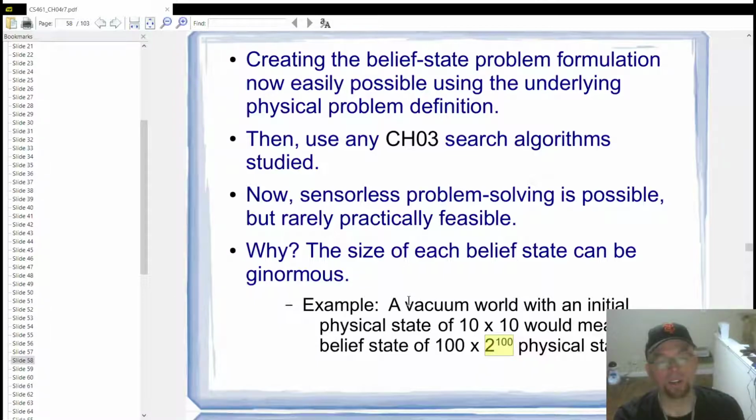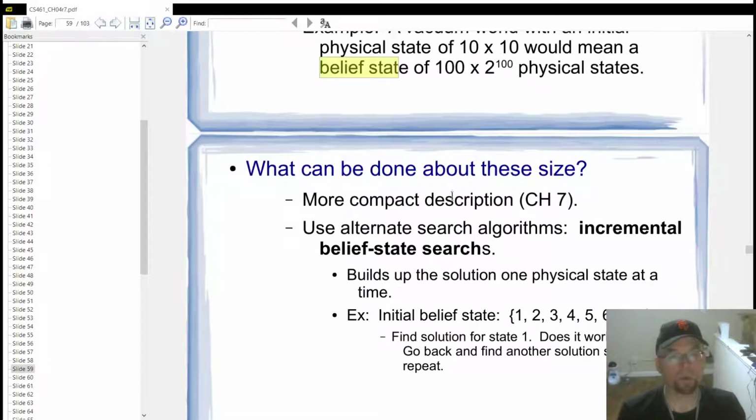Let me say that again. Say in that vacuum world you can have an initial state that's 10 squares by 10 squares. Think of all the combinations of dirt that could be in all those squares, and where the actual vacuum is. That means the initial belief state would be 100 times 2 to the 100th physical states, because of all the different combinations of dirt in squares, no dirt in squares, agent here, agent not there. You don't know where you're at. The vacuum could be in any one of those 100 squares, and any one of those 100 squares could be dirty or clean. So what can be done about that?